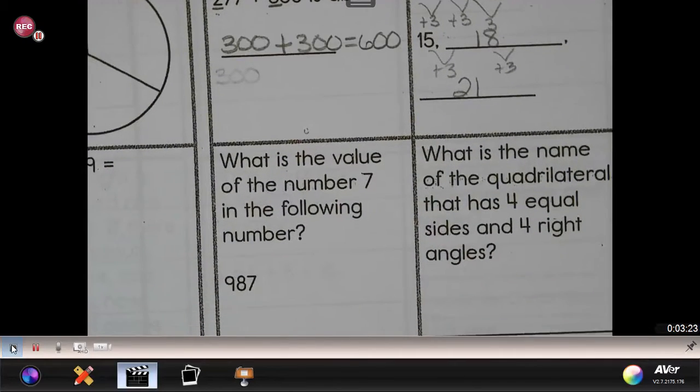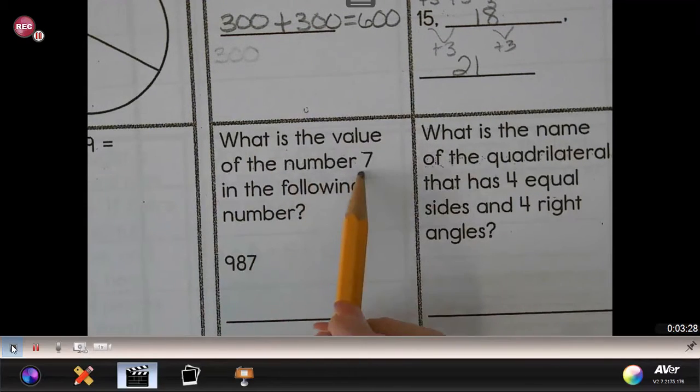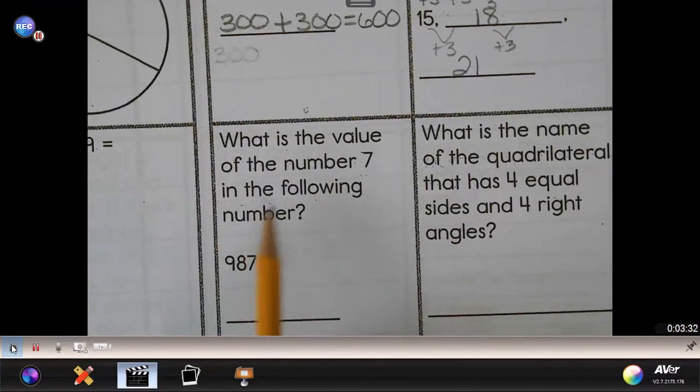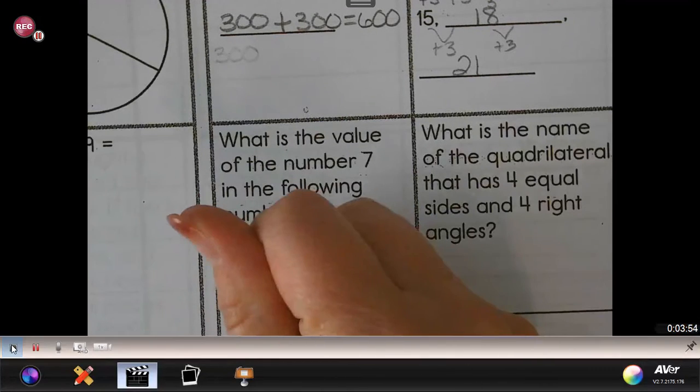Following that up, we have, what is the value of the digit 7 in the following number? So what's the digit 7's value? Here we have the digit 7. The 7 is in the ones place. So it has a value of 7, not 70, not 700. It has a value of 7 because it's in the ones place.